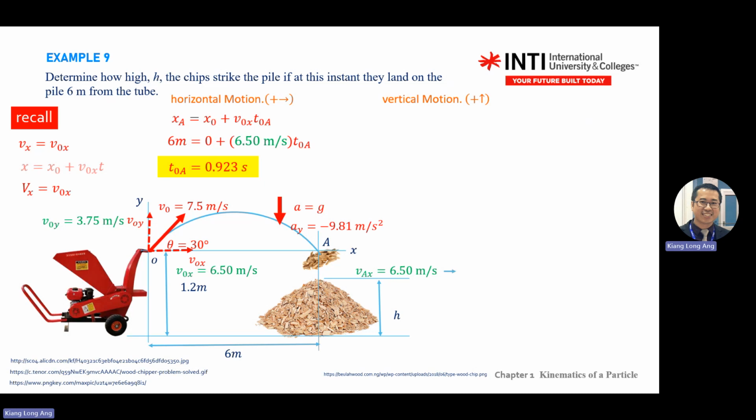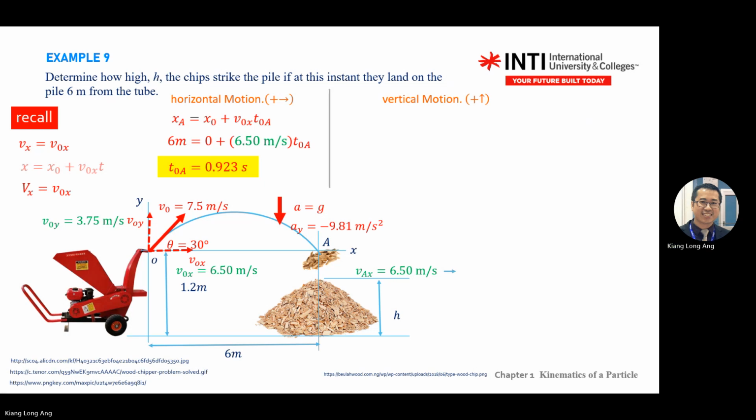For this module, minimum 2 decimal places, maximum 3 decimal places. Remember the unit. Don't forget about the unit. Time is second, velocity is meter per second, acceleration is meter over second square. If you miss out the unit, again, straight away 50% discount for the answer.